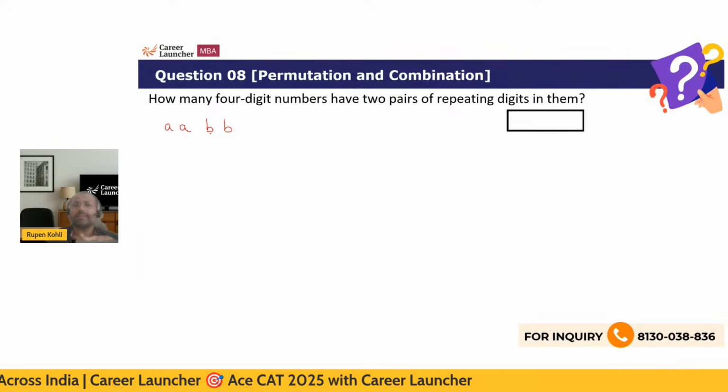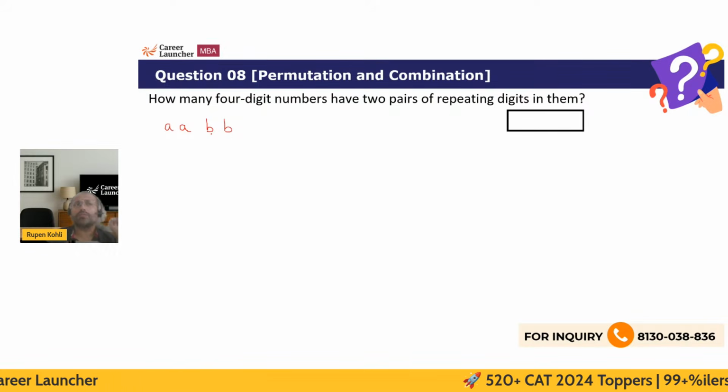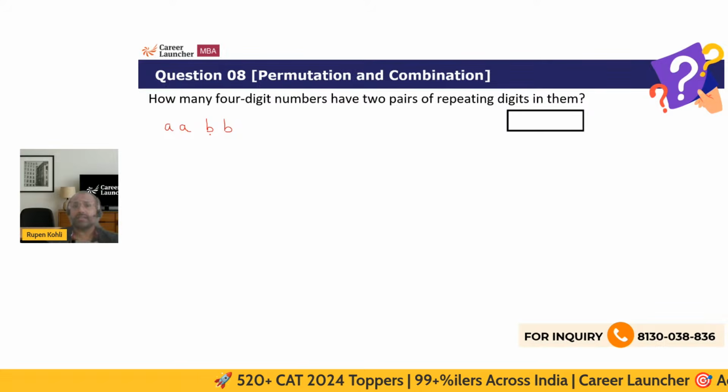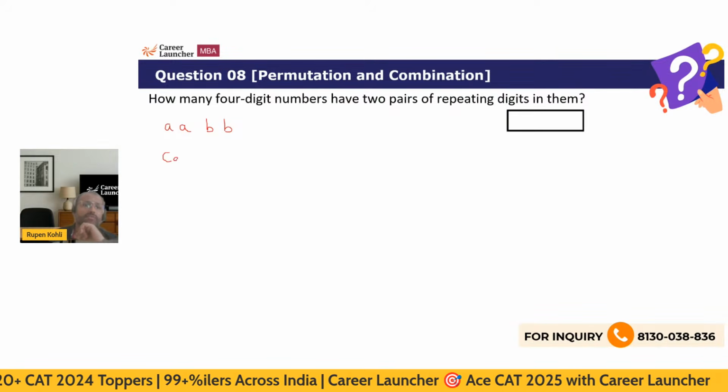So free arrangement is not allowed when one of them is zero. But if none of them are zero, if both of them are non-zero digits, then they can be freely arranged. So the arrangement has a restriction. It depends on whether one of the digits is zero or not. So obviously we have to do case formation.